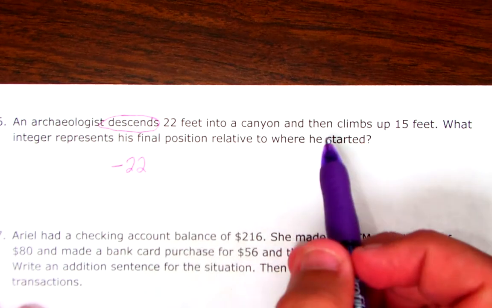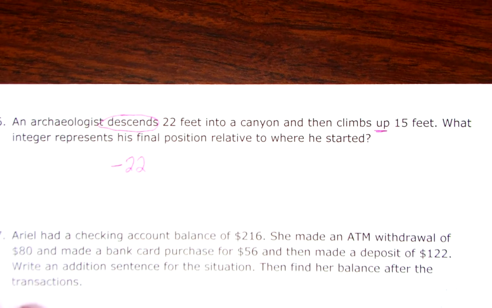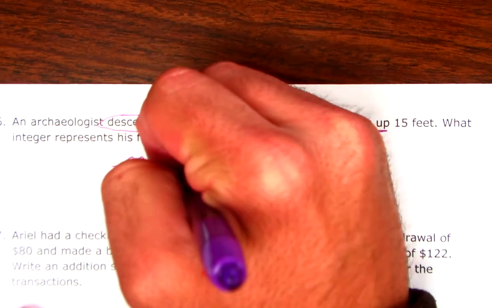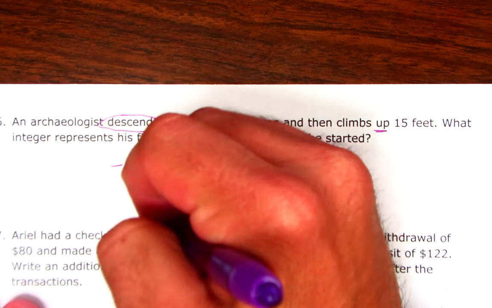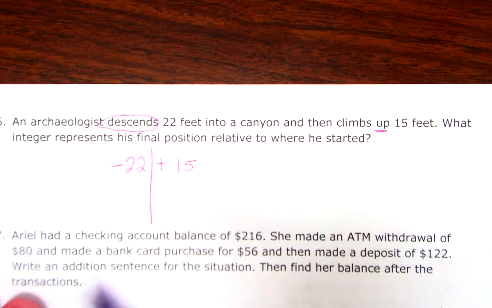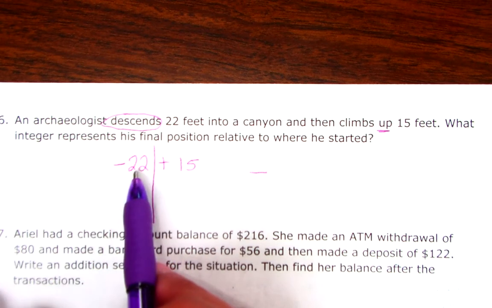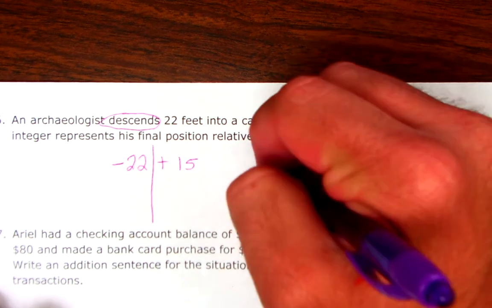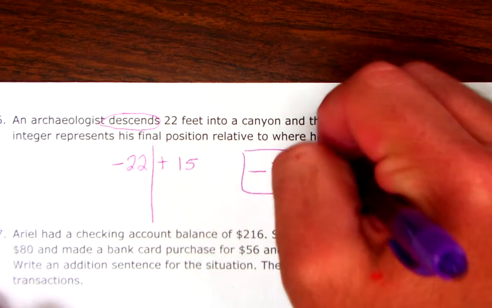But then it says he climbs up. If you are going up, you are gaining something, which is a positive. All right, so we have a negative 22 and a positive 15. I'm going to separate out each term. Now, what do we have more of, negatives or positives? We have more negatives, so my answer is negative. And since these two signs are different, you have to subtract the numbers. So 22 minus 15 is 7. So he's still 7 feet below where he started.